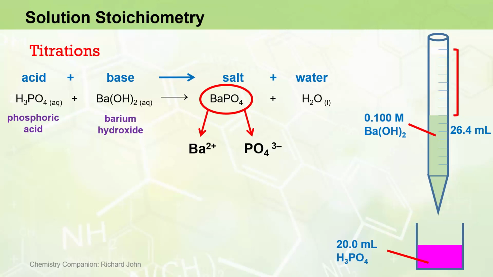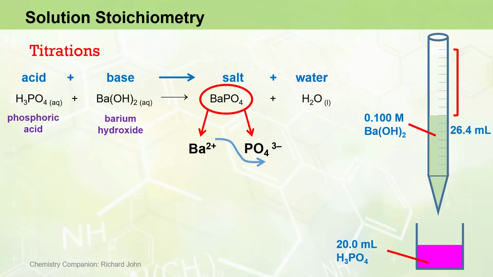Well, barium is a group 2 metal. It will be a 2+ charge ion in its ionic form. Phosphate is a polyatomic ion with a 3- charge. Clearly, these two ions will not come together in a 1-to-1 ratio.